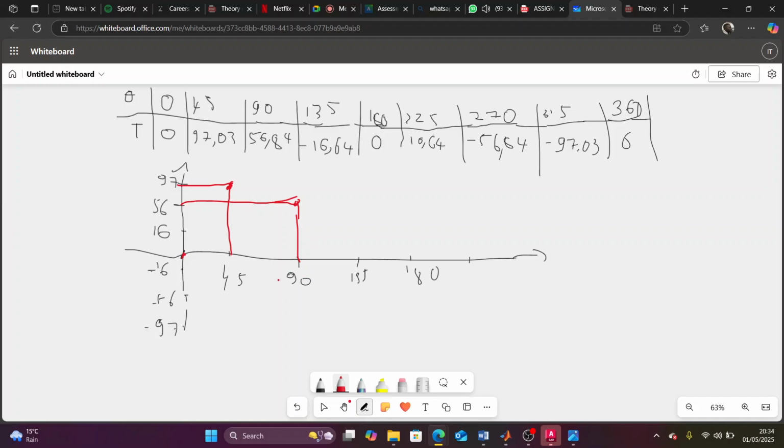135, minus 16. It is this one and this one. Are we together? 180. It is this point. So we will start joining the points in order. So we have this one touching here, this one touching here, this one crossing here, and then coming here.